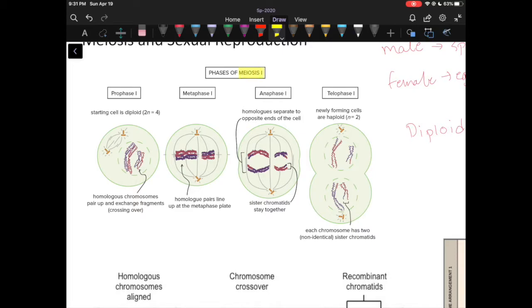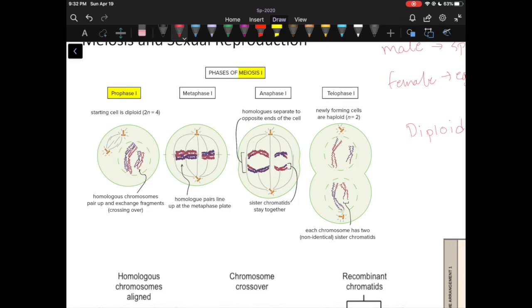So let's zoom in on this diagram right here. So this is known as meiosis 1, right? We're going to do meiosis twice. So this part is known as meiosis 1. So here we'll start off with prophase 1.